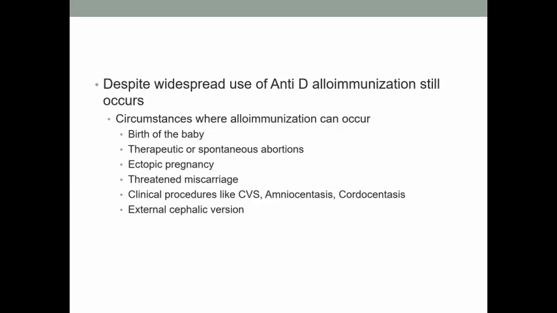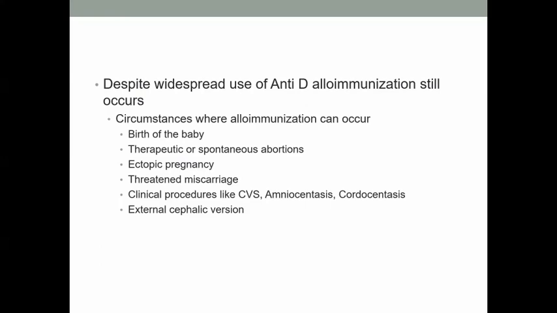But still we find alloimmunization. Alloimmunization is this type of immunization where the mother gets sensitized from the fetus. Now, why is that? Actually, it can happen at the time of birth of the baby. Even if we give that 1500 units, still it might not be enough.